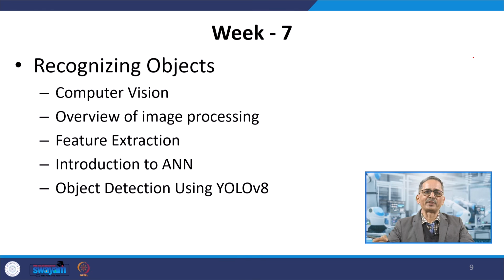Capturing the image using computer vision, then how that image is processed, and how we can extract the information from those images, the information which is useful for the robot to take a decision. So that we are going to study.